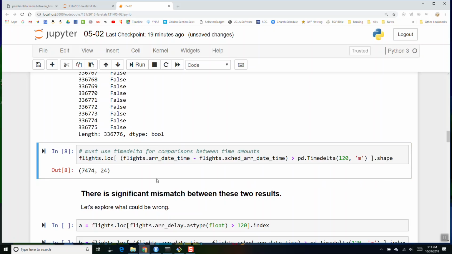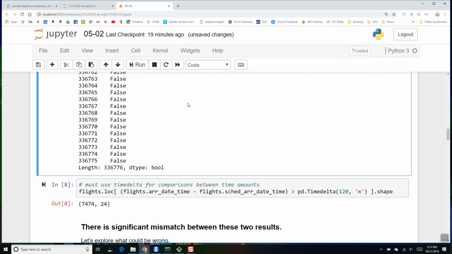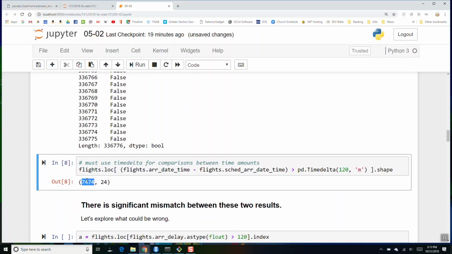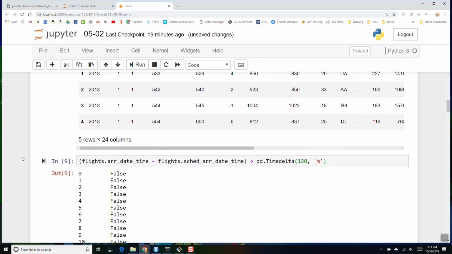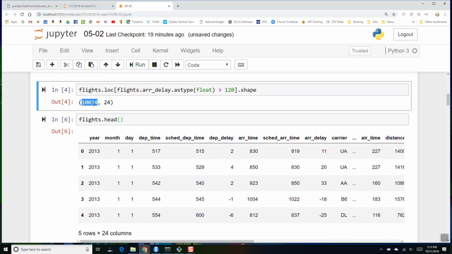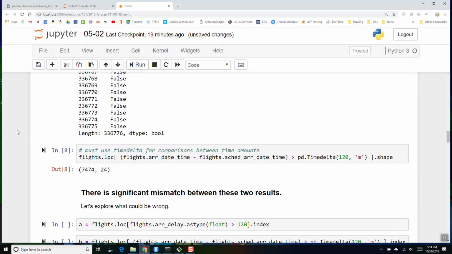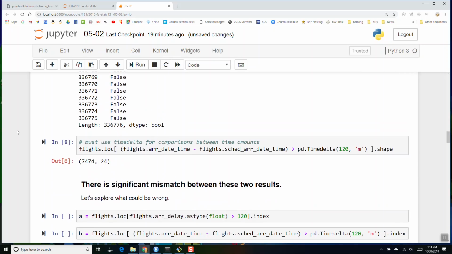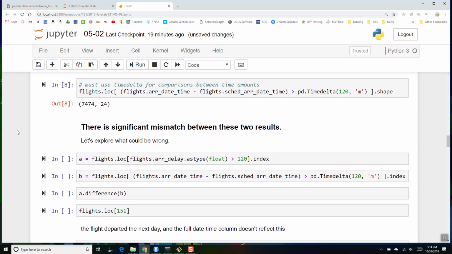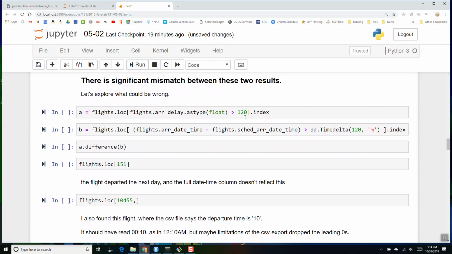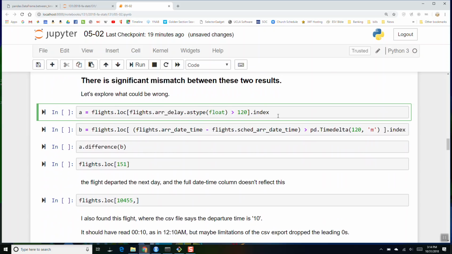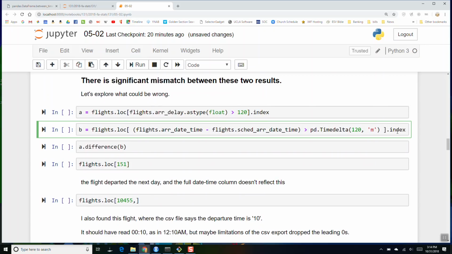When I did this is when I discovered my serious error, in that this number is 7,400 versus this number, which is 10,000. So there's a difference of 2,600-ish. If that happens, you should stop and say, okay, I've got to figure out what's going on, right? So one of the things I did next was I said, okay, let's see what rows appear when I do it this method and what rows appear when I do this method.